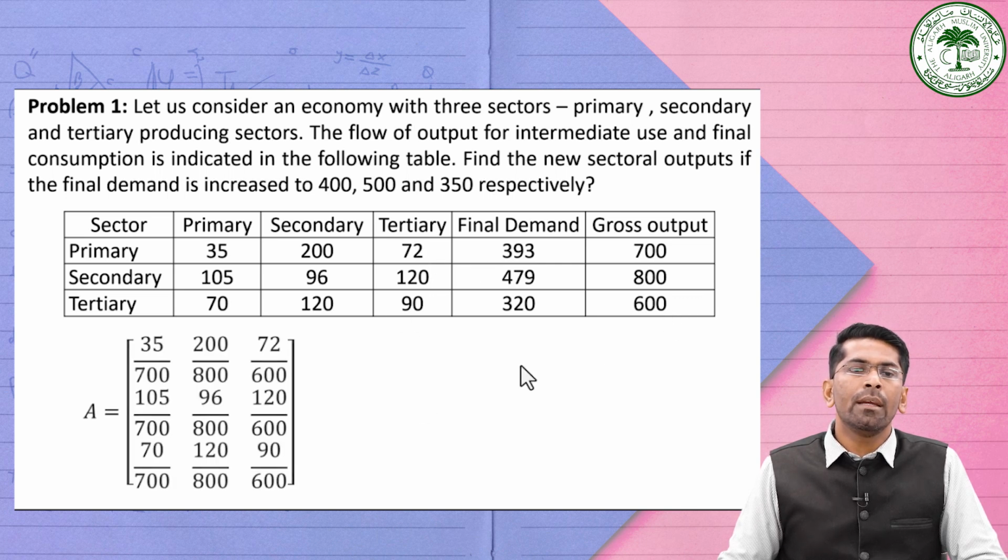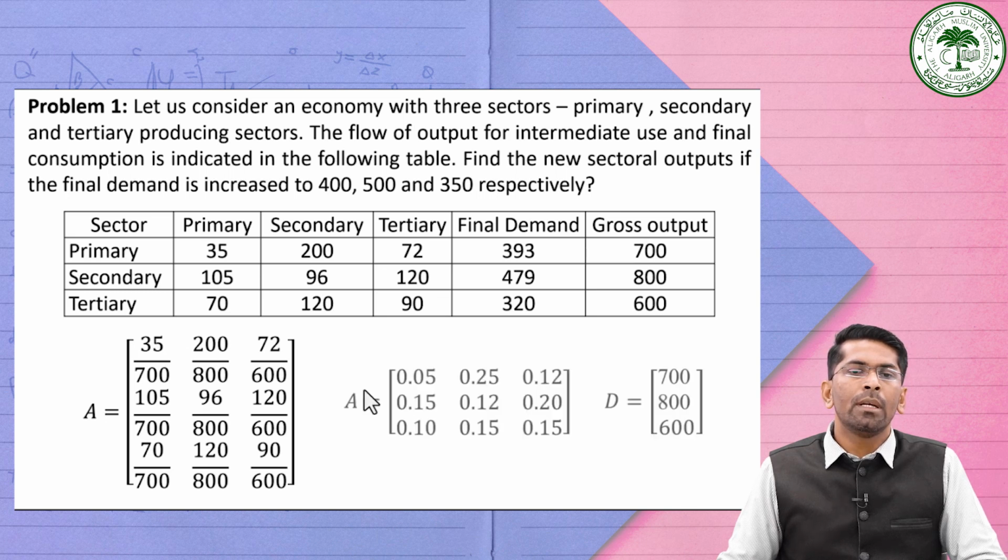So it will become, I am denoting here matrix A, which is the coefficient matrix: 35 divided by 700, 105 divided by 700, 70 divided by 700. Then the second row will become 200 divided by 800, 96 divided by 800, 120 divided by 800. Similarly, the third row: 72 divided by 600, 120 divided by 600, 90 divided by 600. So we are going to simplify it by dividing each element here.